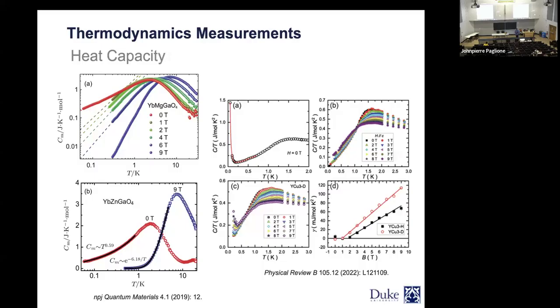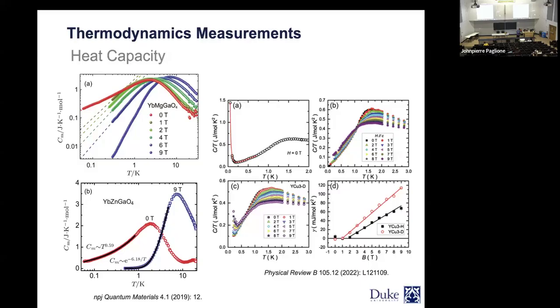And in here, you can see that they plotted C over T as a function of T. You can see that it becomes linear, so it means that your specific heat has a T squared relationship as a function of temperature, right? If it has a T squared relationship as a function of temperature, this goes with the theory that this is a direct quantum spin liquid candidate.